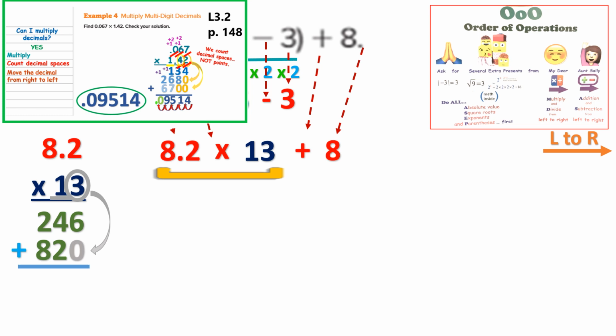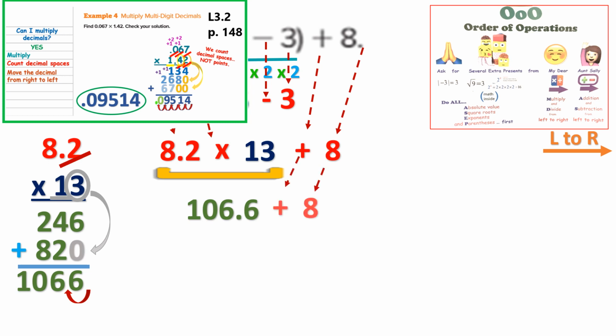Everything is lined up nice and neat, so I add going straight down in my columns. 6 and 0 is 6, 4 and 2 is 6, 8 and 2 is 10. Now, my steps once again is count my decimal spaces. Once again, it's not decimal points, it's how many spaces are in the math problem. There is only one decimal space, so I'm going to move from right to left one time, which gives me an answer of 106.6. Now I bring everything else down. So now I have a new math problem written on my paper.